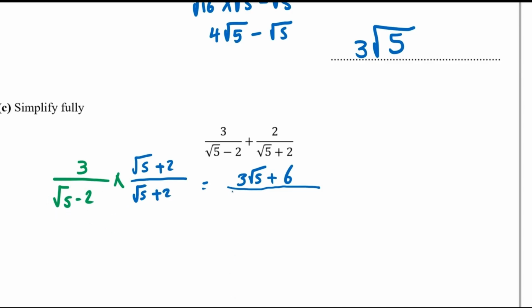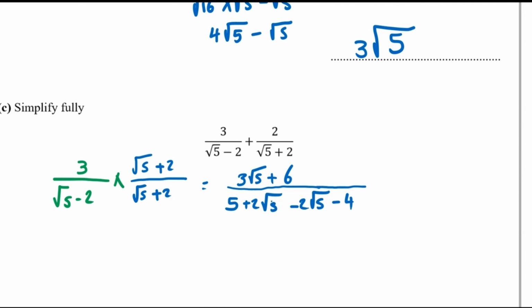The square root 5 times square root 5 is 5. A square root 5 times plus 2 is plus 2 square root 5. And then go to the second term, minus 2 times square root 5, it's minus 2 square root 5. And minus 2 times plus 2 is minus 4. What you see from this one?